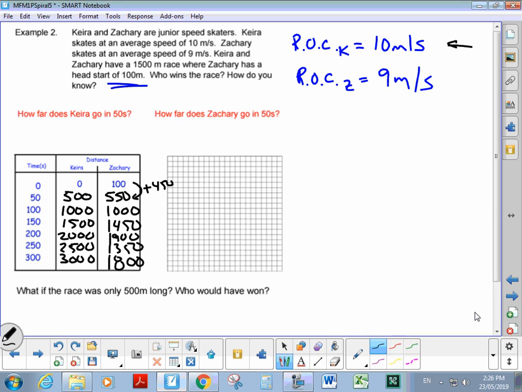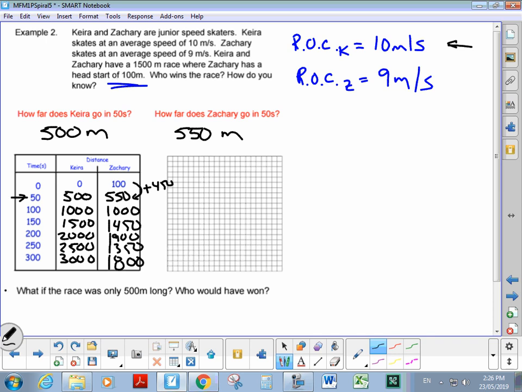Okay, so let's answer the questions here. How far does Kira go in 50 seconds? So we've already kind of answered that with the table of values. I'm not going to bother graphing it at this point. We've got it right here in the graph. So 50 seconds, so that's 500 meters. And Zachary has gone 550 meters. All right, so we've answered that question.